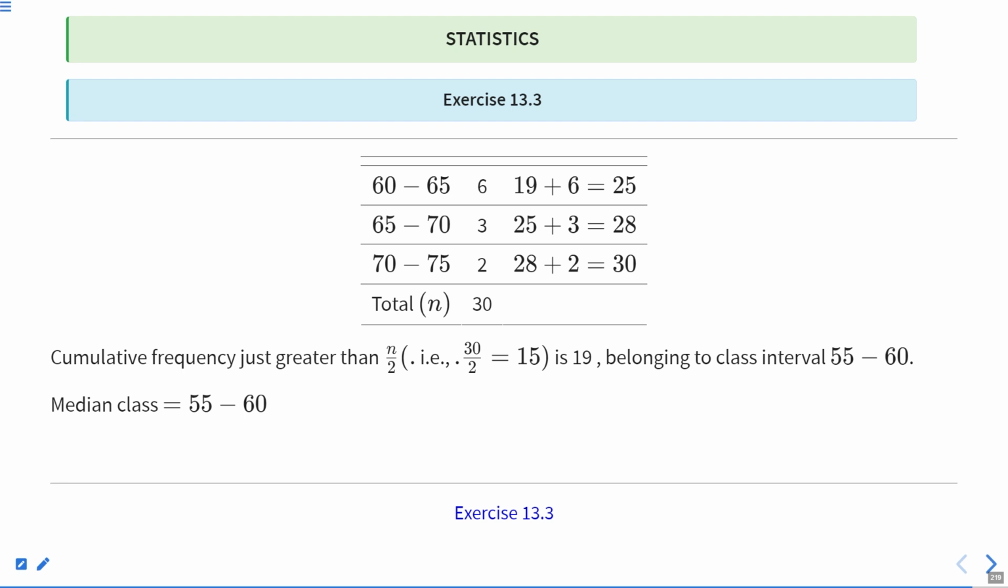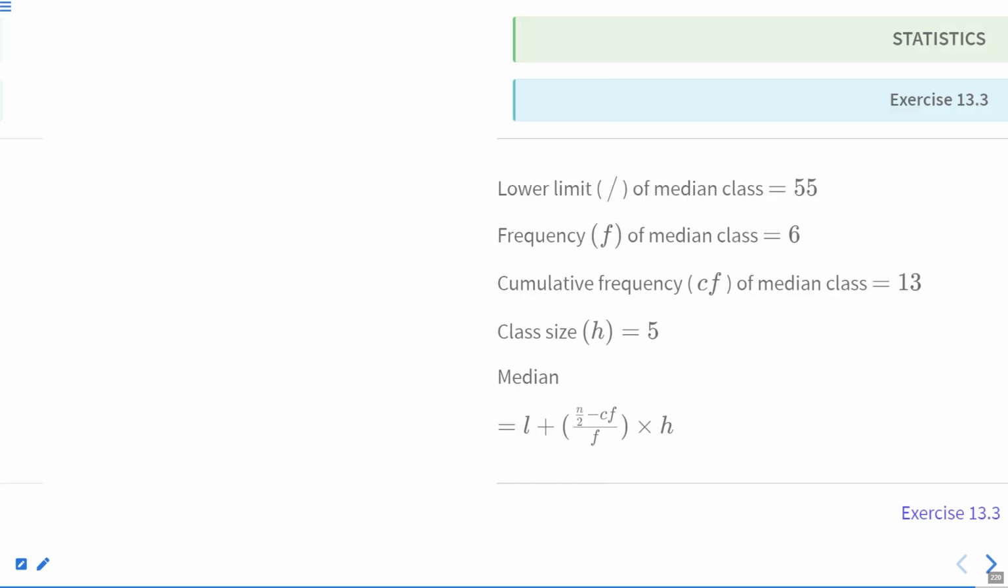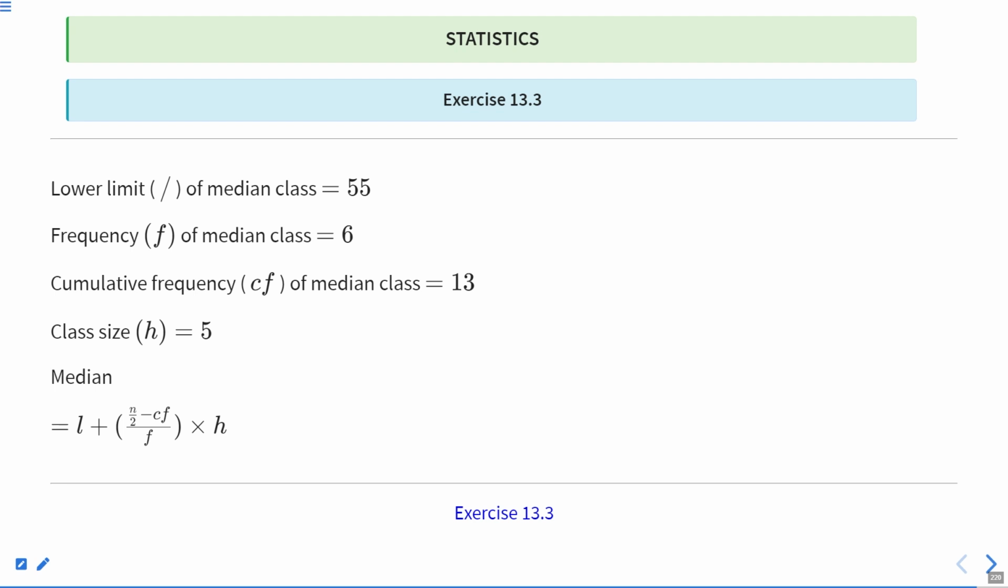Okay, so the cumulative frequency just greater than n by 2, that is 30 by 2, which is equal to 15, is 19, belonging to the class interval 55 to 60. So your median class is 55 to 60. Now the lower limit of the median class, L, is equal to 55. Frequency of the median class is equal to 6. Cumulative frequency CF of the median class is equal to 13, and class size h is equal to 5.